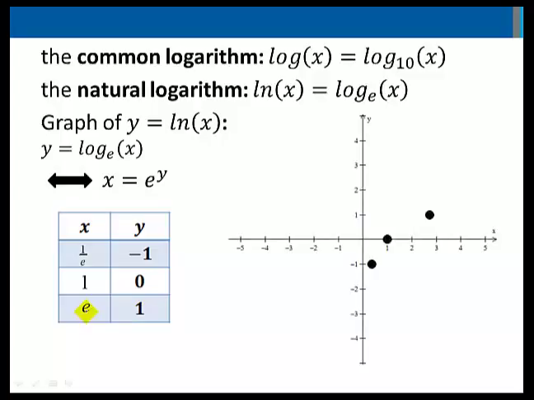I'll plot the points (1/e, negative 1), (1, 0), and (e, 1) on the graph. Connect with a nice smooth curve. And this is a graph of y equals natural log of x, another graph you should be able to quickly sketch on your own when you need to.